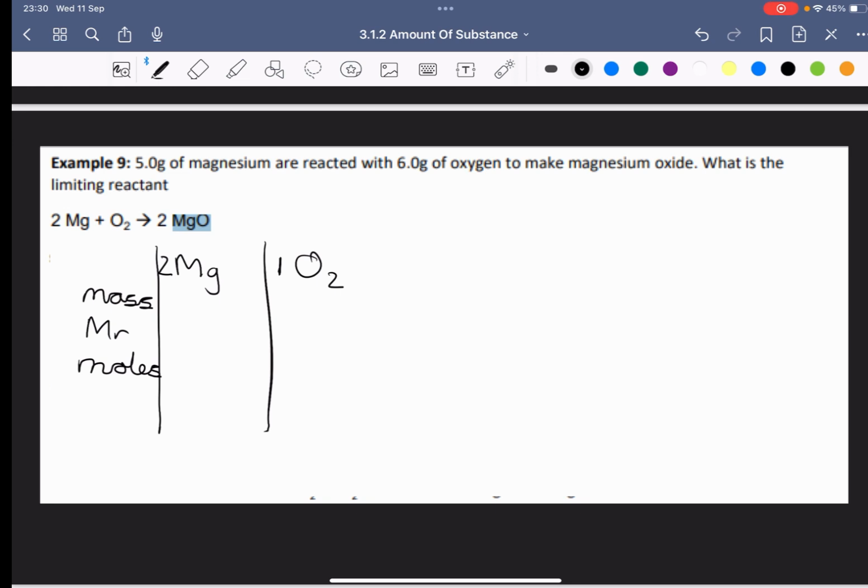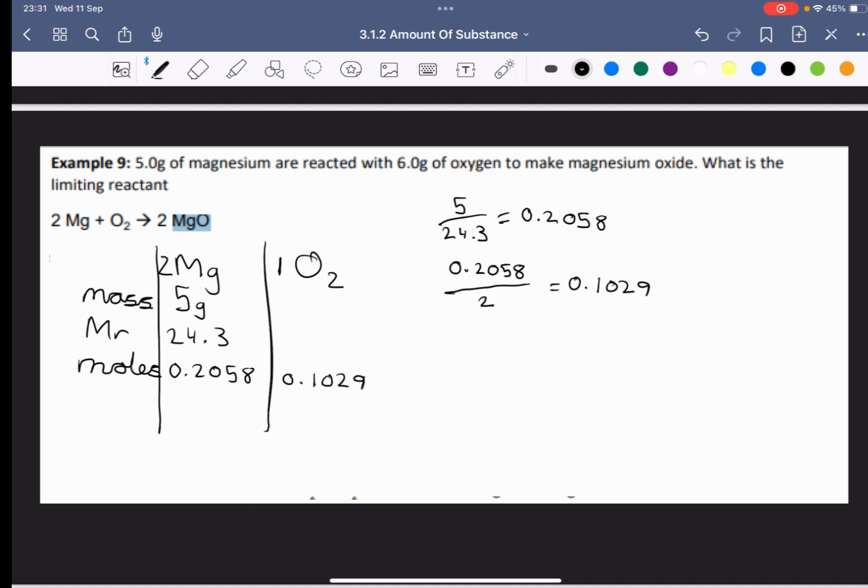So I know that the mass of magnesium is 5 grams and the MR is 24.3. Now if I do mass divided by MR, I get moles, which is... And now I'm going to divide this answer by 2 to get the moles of oxygen, which is... And now I'm going to times this by the MR of oxygen so that I can work out the mass of oxygen that I would need for all of the magnesium to react.